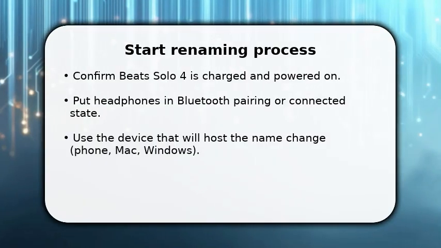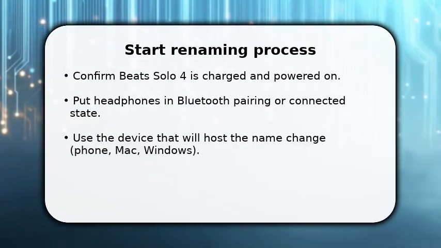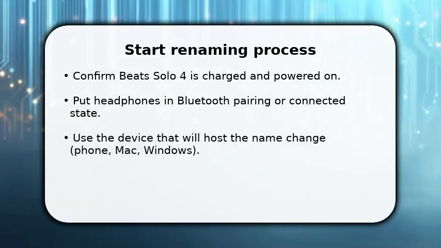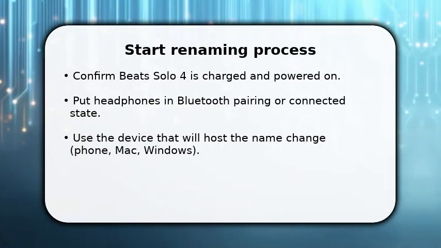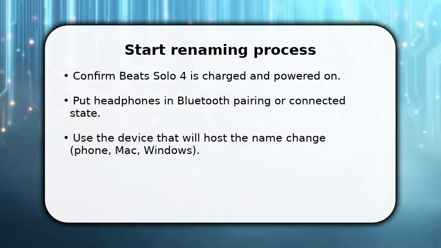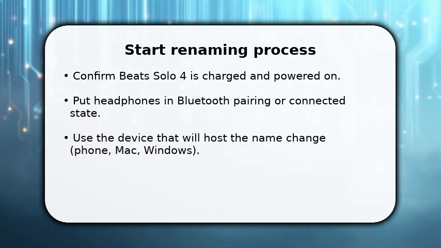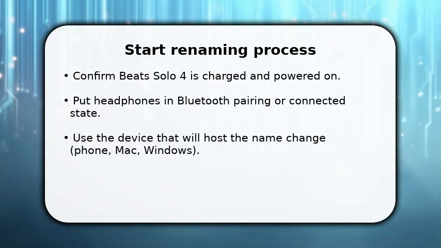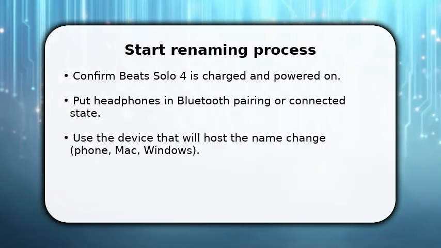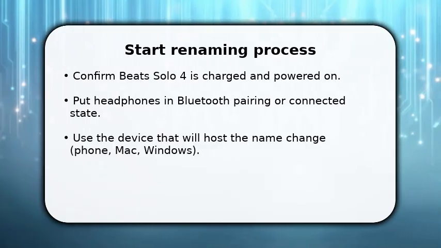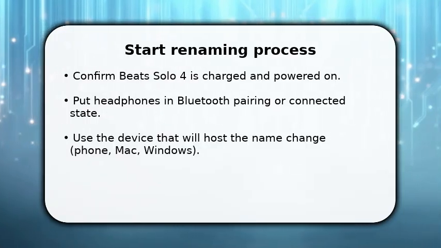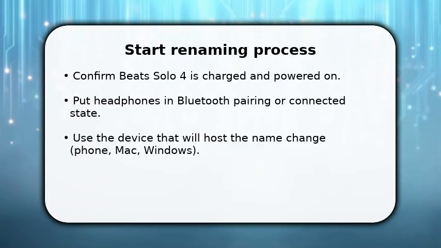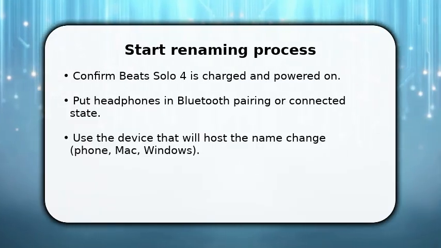You begin by making sure the Solo 4 is on and visible. This prevents interruptions while changing the device name. Once powered and paired, choose the host device where you'll set the new name because the host writes the Bluetooth name. If you're using iOS, Android, Mac OS, or Windows, open Bluetooth settings now and locate Solo 4 in the paired devices list. This is the first actionable step that moves you from setup into renaming immediately.